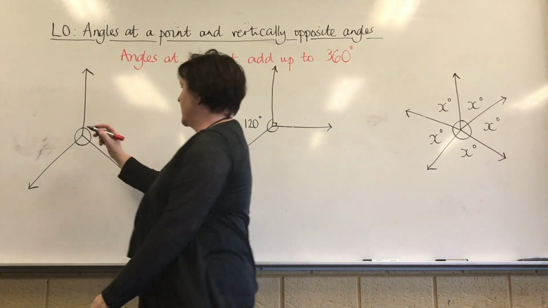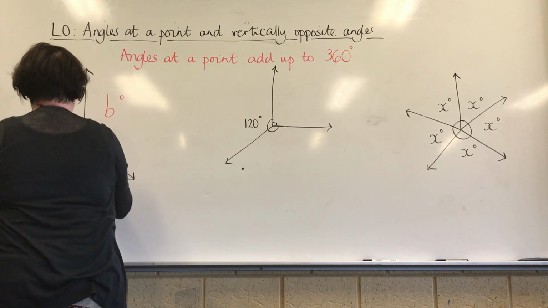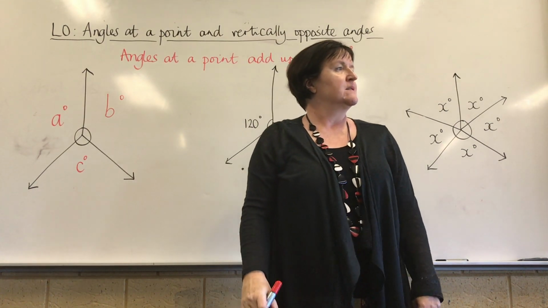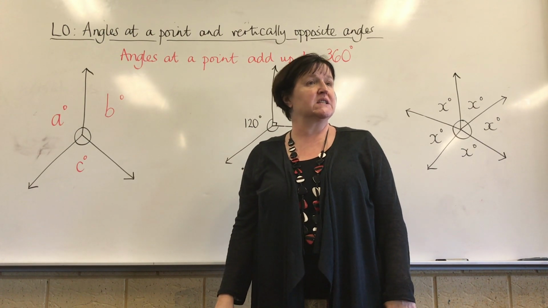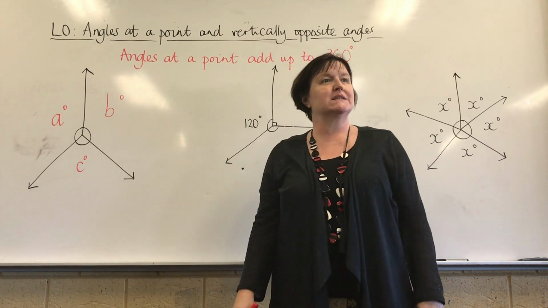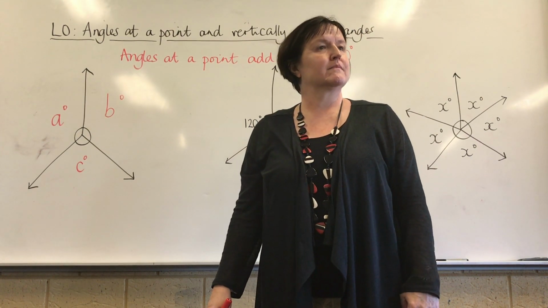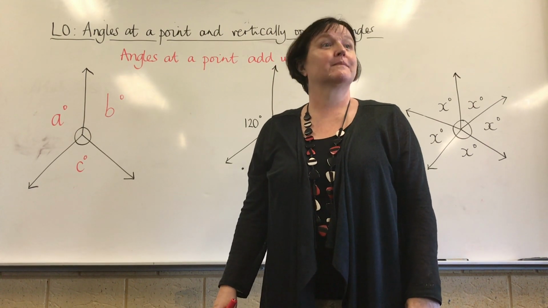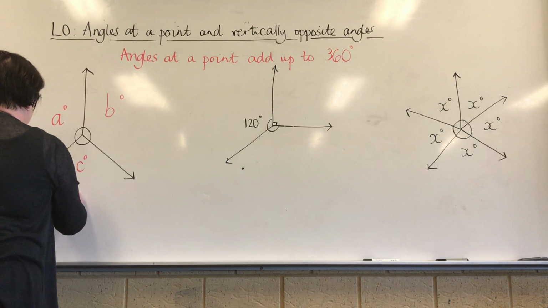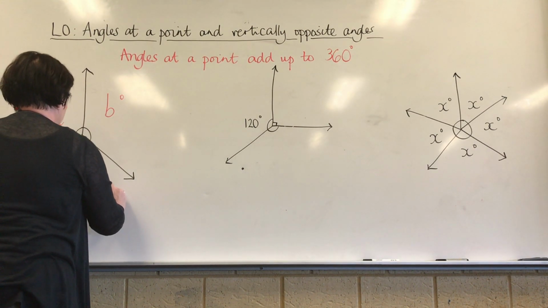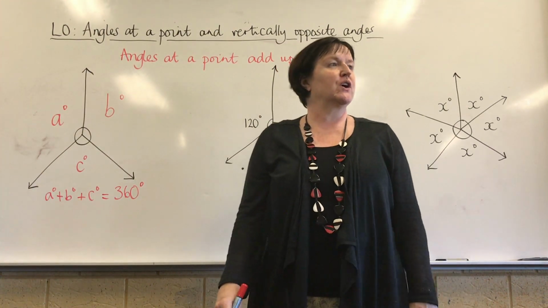Now, let's have a look at this first one then. So we'll have angle A, angle B, and angle C. So who can give me a mathematical sentence using those letters? Could it be angle A plus angle B plus angle C equals 360? Well done. So A plus B plus C equals 360 degrees. Well done.